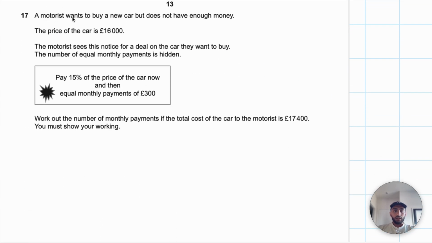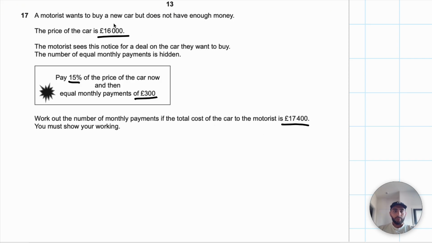Question 17. A motorist wants to buy a new car but does not have enough money. The price of the car is £16,000. The motorist sees this notice for a deal on the car they want to buy. The number of equal monthly payments is hidden. You pay 15% of the price of the car now, and then equal monthly payments of £300. Work out the number of monthly payments if the total cost of the car to the motorist is £17,400.